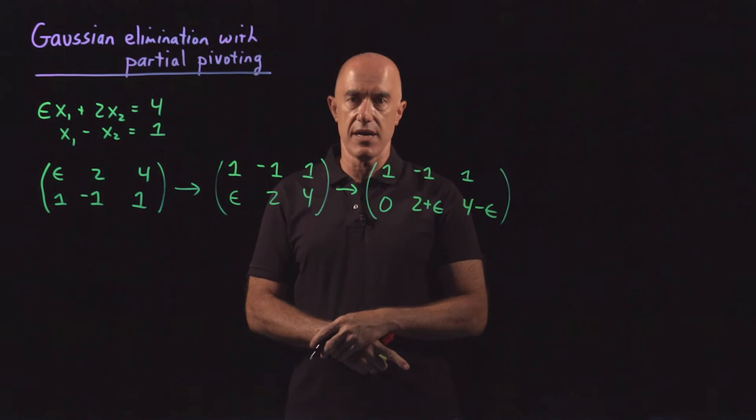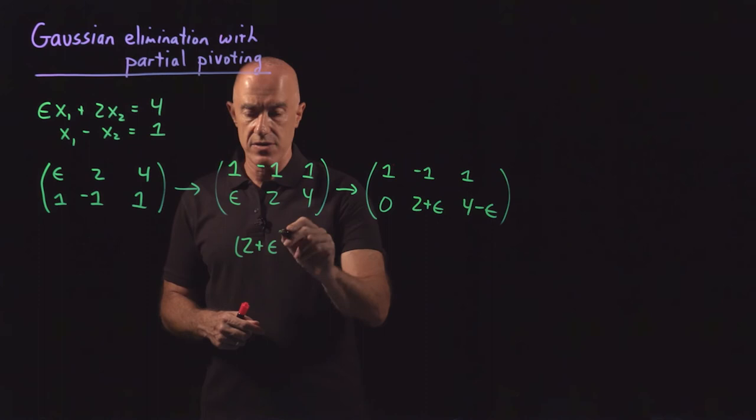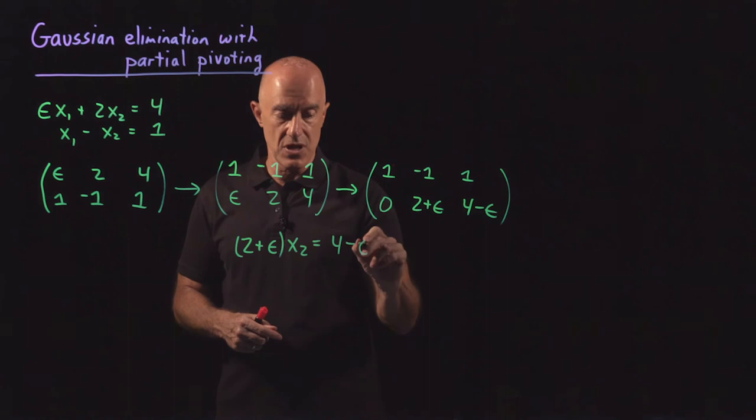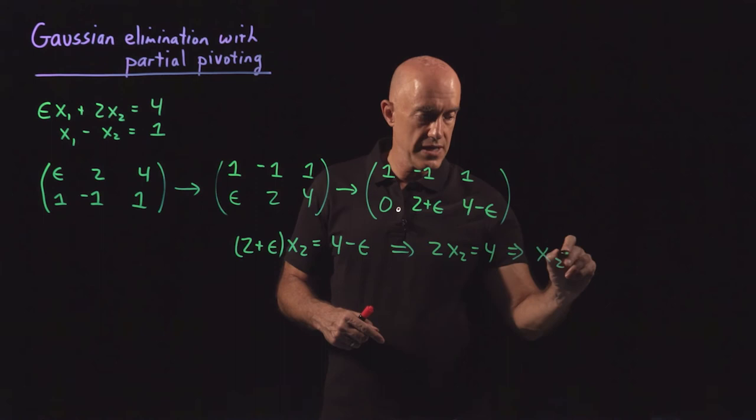So if we write the equation from the second row, we would have 2 plus epsilon times x2 equals 4 minus epsilon, which, because of round-off error, becomes 2x2 equals 4, which tells us x2 equals 2, right? Same result that we got last time.